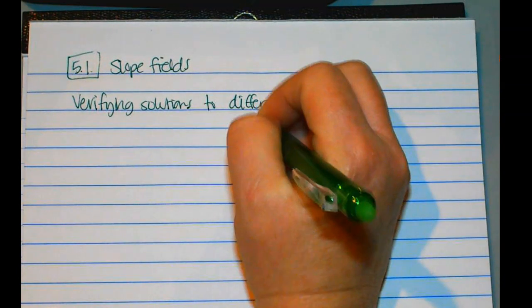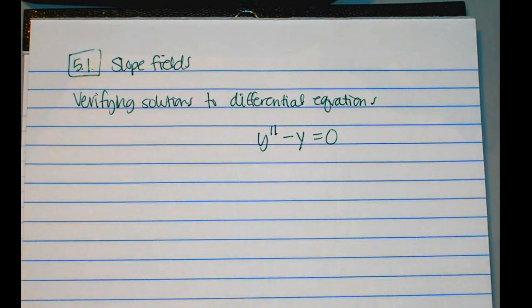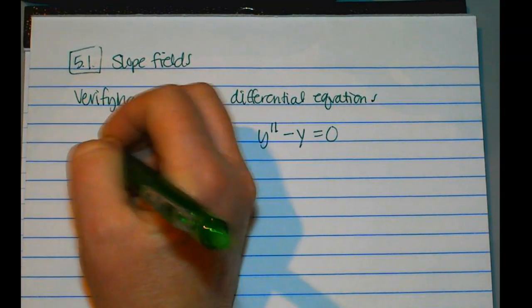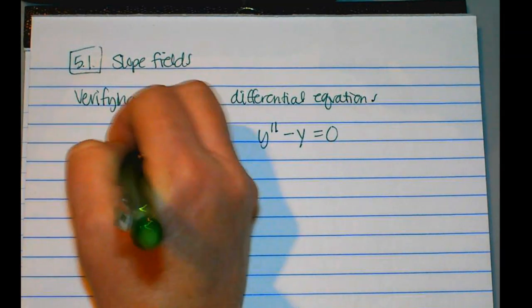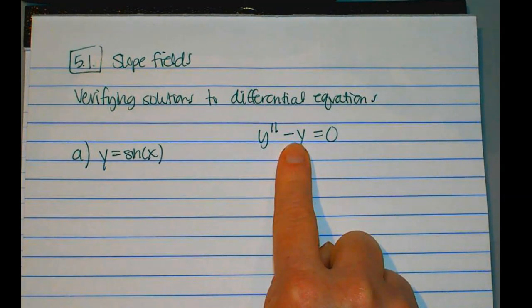So here's a differential equation. Y double prime minus y equals 0. It's a differential equation because it has a derivative in it. That's all it means. So what does it mean to be a solution to differential equations? Let's see, we've got these 3 different things we're going to check. A, we're going to see if y equals sine of x is a solution to this differential equation. Meaning, we're going to see if this works in here.